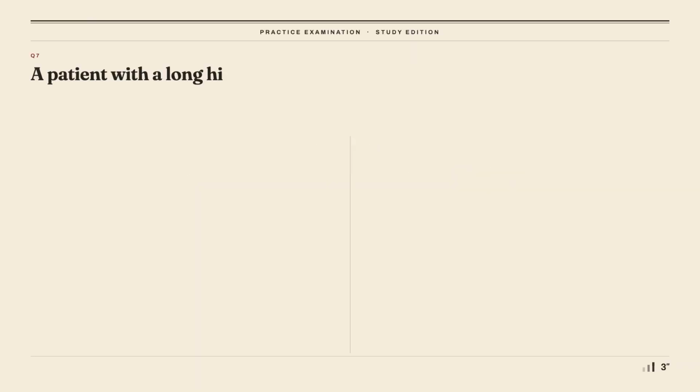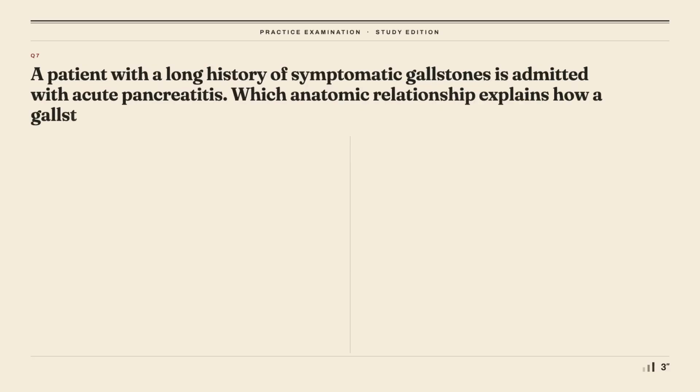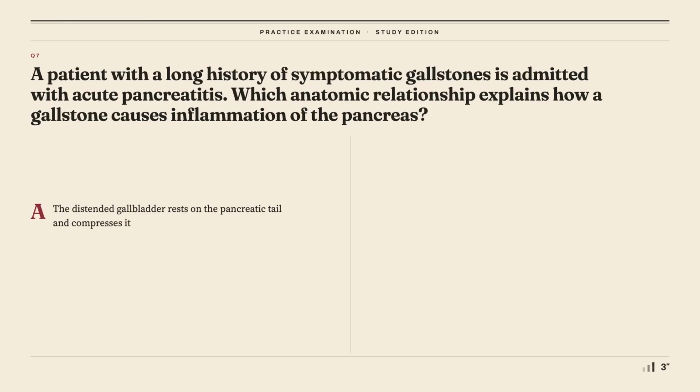Question 7. A patient with a long history of symptomatic gallstones is admitted with acute pancreatitis. Which anatomic relationship explains how a gallstone causes inflammation of the pancreas? Your options are: A. The distended gallbladder rests on the pancreatic tail and compresses it.